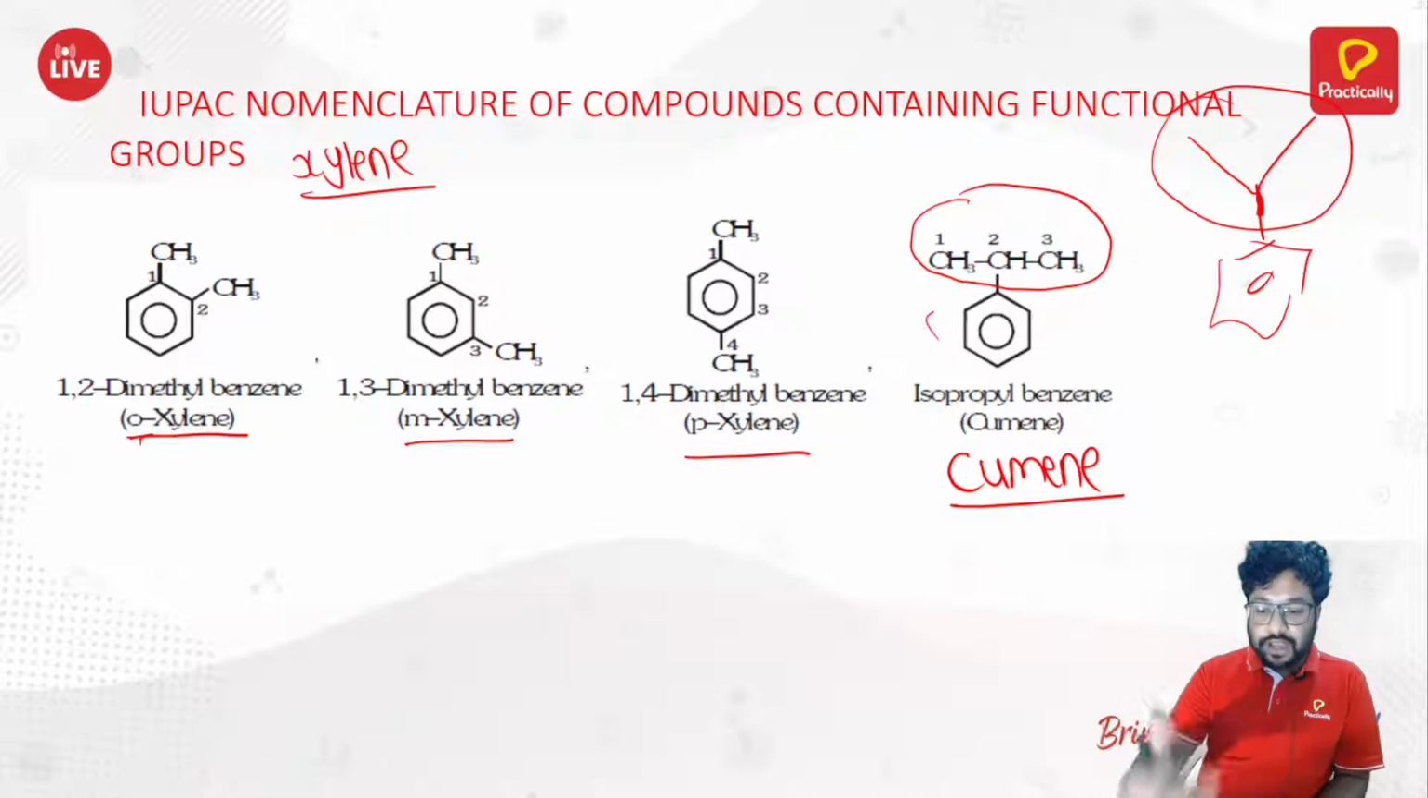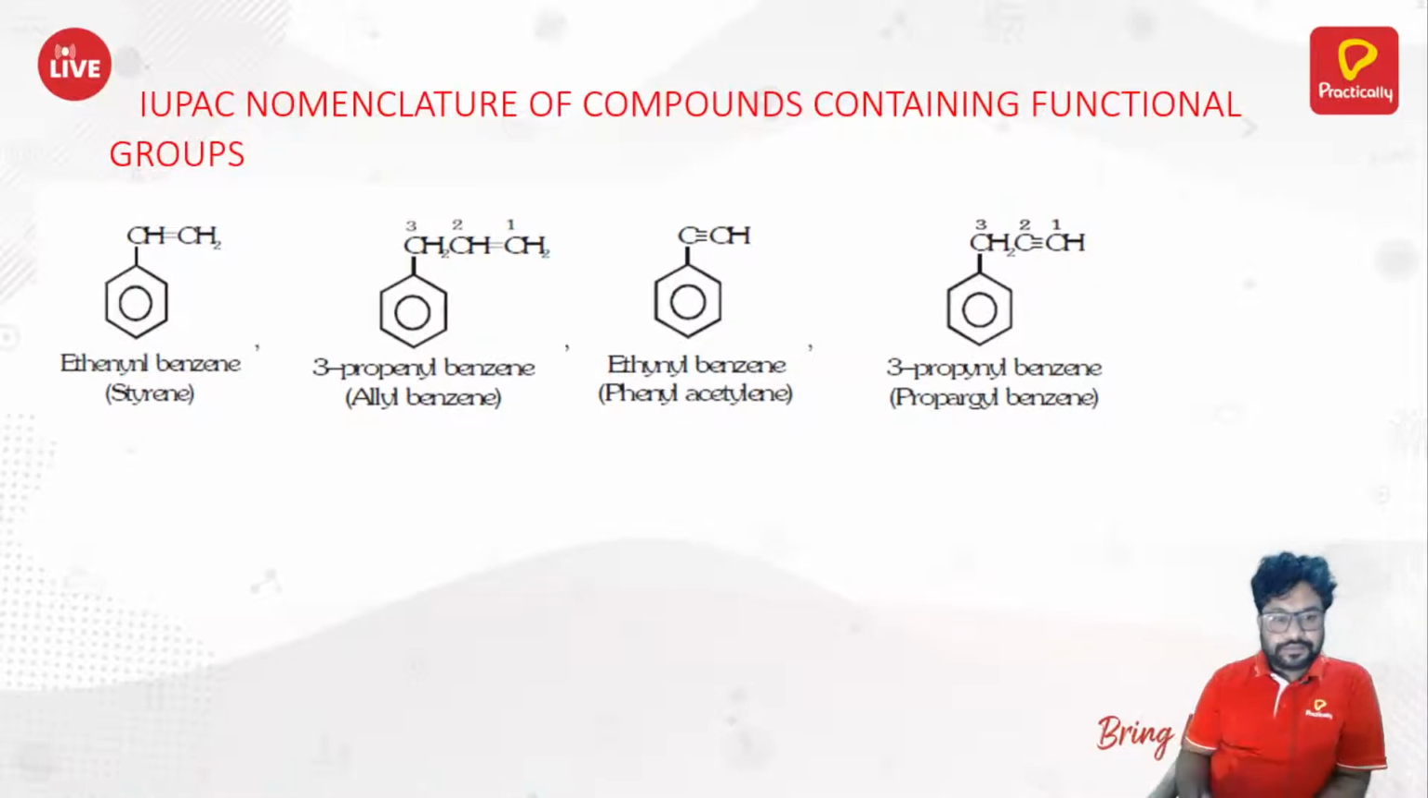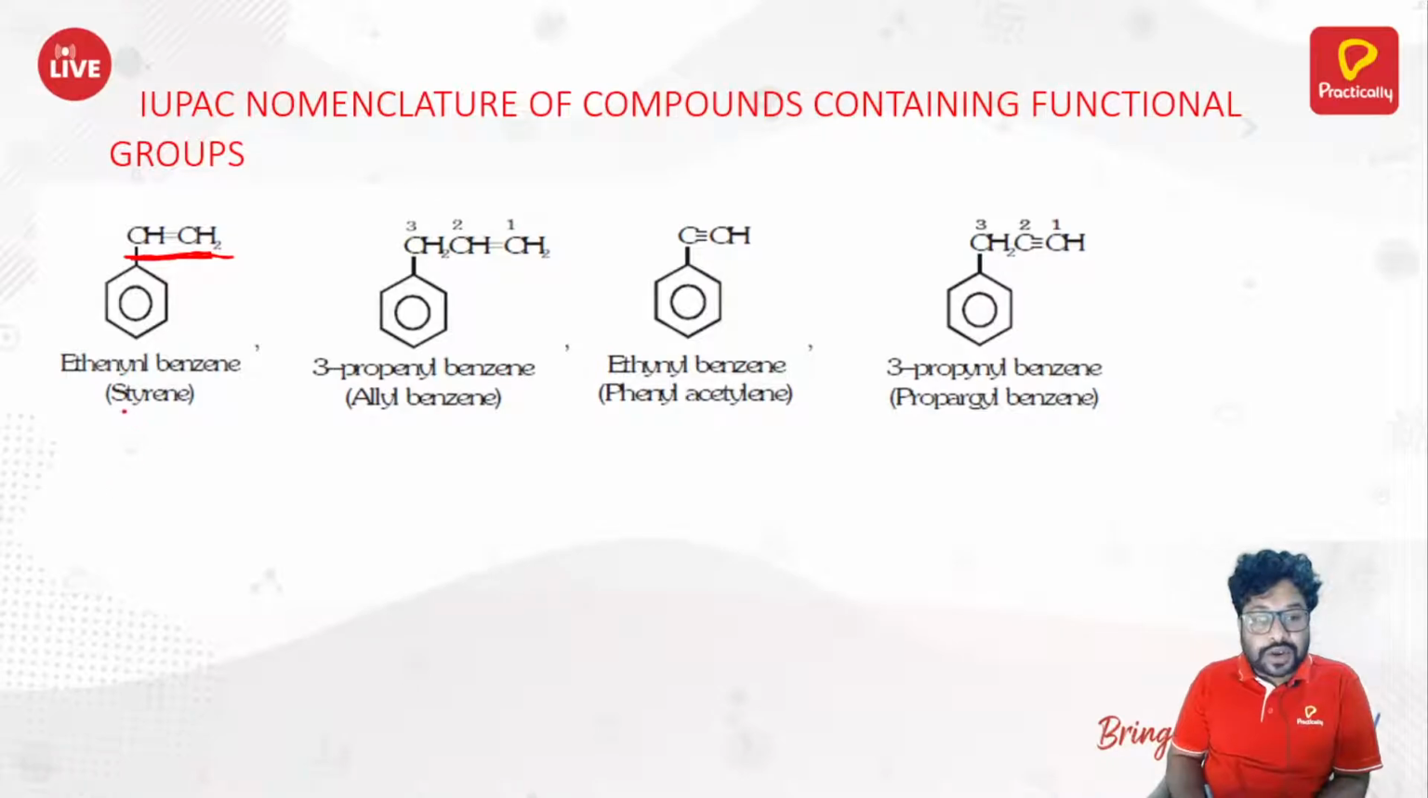Okay, so moving ahead. Now look at here. Now ethenyl benzene. Now here, this is your what? This is ethene, right? Now this ethene is also a substituent. When an alkane is a substituent, you call it alkyl. So similarly, when your ethene is a substituent, what do you write? Ethenyl. Ethenyl benzene. And it also has a very famous common name, that is styrene. Right?